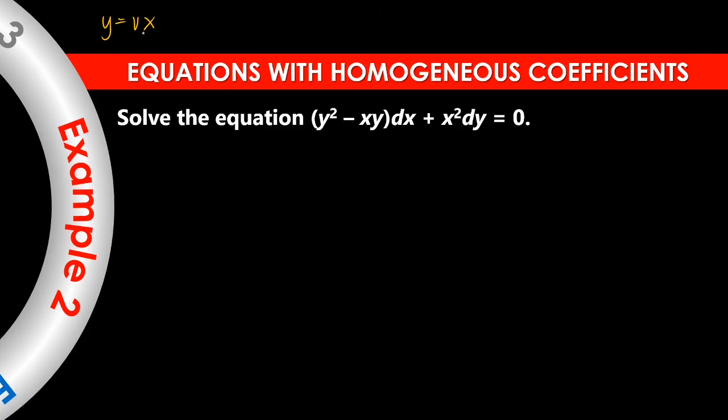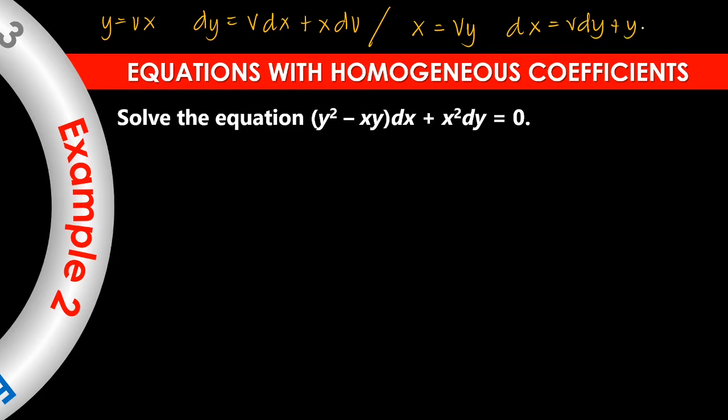If I replace y with vx, I will also have to replace dy with the derivative of this. Since both are variables, we apply the derivative of a product: v dx plus x dv. Or, another representation is to replace x with vy instead of replacing y. Then I will also have to replace dx with v dy plus y dv, just like in the first case.